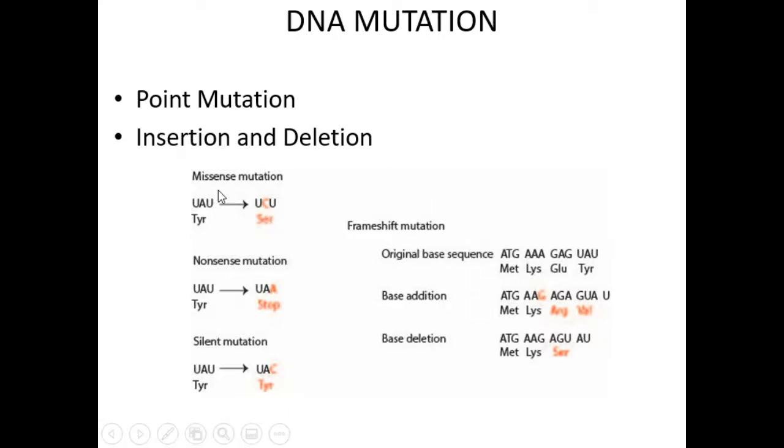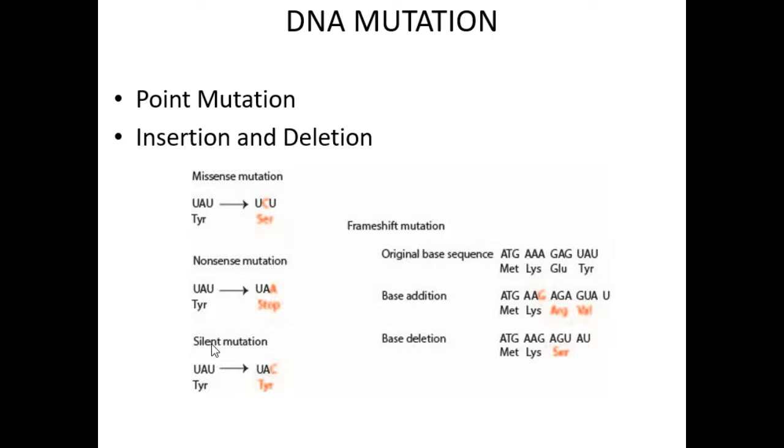For the point mutation, we have 3 different types. We have missense mutation: you change one nucleotide from A to C, then you change this amino acid. And then we have nonsense mutation: you change one nucleotide from U to A, then you change this amino acid to the stop codon. Also, we have silent mutation: you change the nucleotide, but you don't change the amino acid. So we have missense, nonsense, and silent mutation. These are the point mutations.